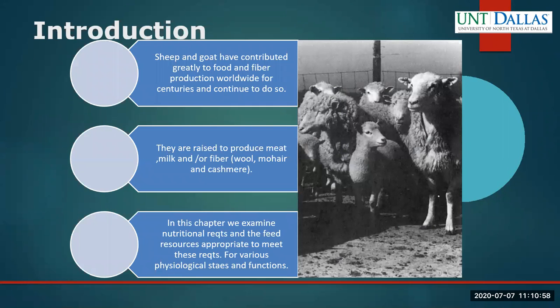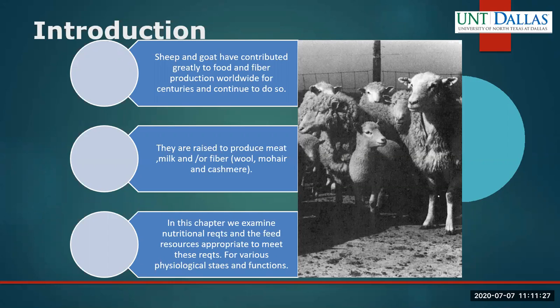So just a brief introduction about the sheep and goats. They have been contributing greatly to food and fiber production worldwide for centuries, and they continue to do so. So in this chapter, we will examine the nutritional requirements and the feed resources that are appropriate to meet these requirements for the various physiological states and functions.